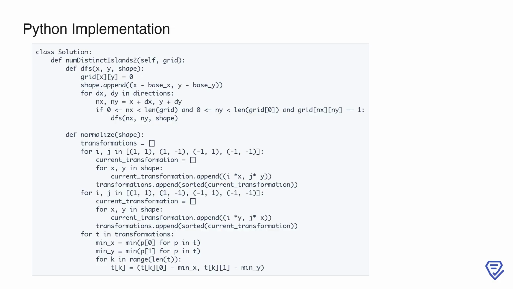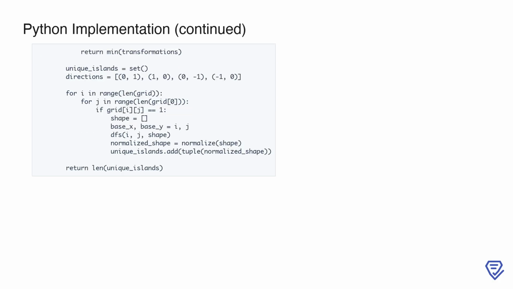Each transformation is sorted to maintain consistency, and finally, we standardize each transformed shape by shifting its coordinates so that the smallest x and y values are 0. This guarantees that all identical shapes, regardless of orientation, are represented in the same way. The normalize function then returns the lexicographically smallest transformation, which serves as the canonical representation of the island's shape.